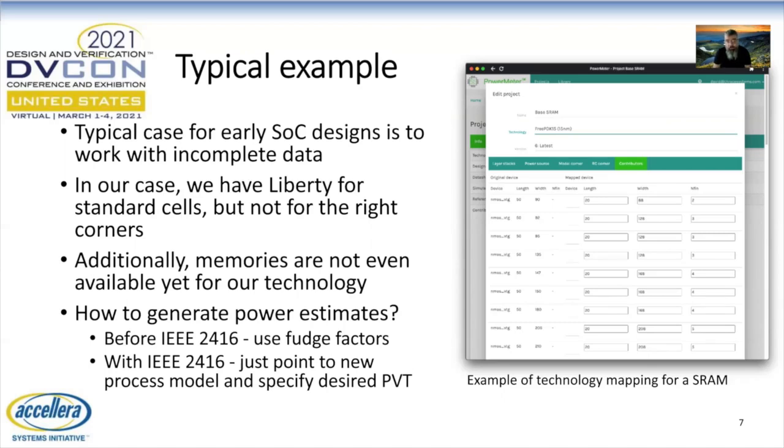as well. With Power Meter, I generated a 2416 model for the other technology and used mapping to generate a model for our target technology. The result was a new 2416 model for the SRAM for my target technology. And I know that this model is going to be very, very accurate and definitely way more accurate than any fudge factors that I may have used before.